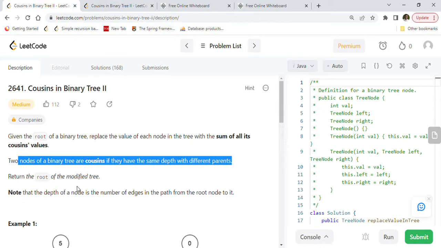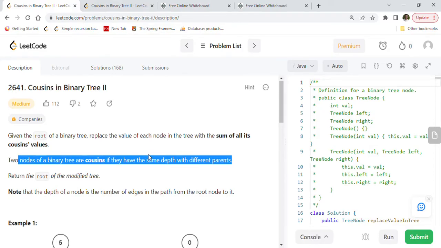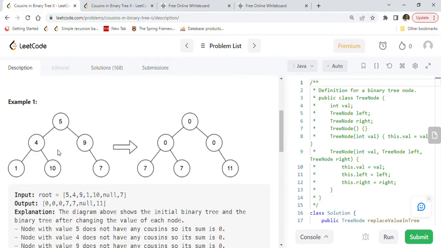Okay, so let's take a look at this example. You can see that for node 1, the cousin is 7, so you put the sum of the cousins, and since there is only one cousin, you put 7 here. Node 10's cousin is also 7, so you put 7 for 10. Node 7 has two cousins, 1 and 10, so the sum of the cousins is 1 plus 10, which is 11, so you put 11 for 7 because it has two cousins, 1 and 10. That is what it means.